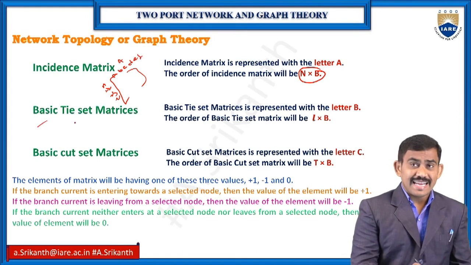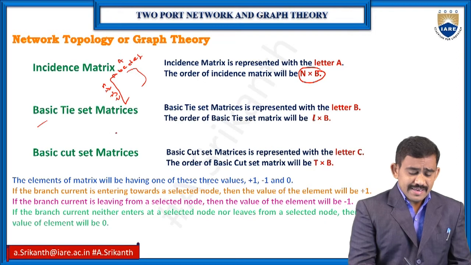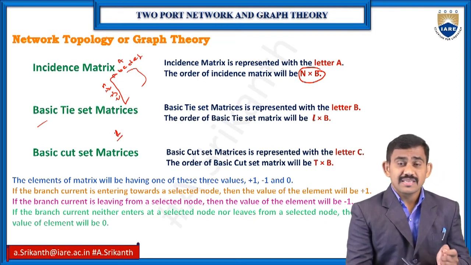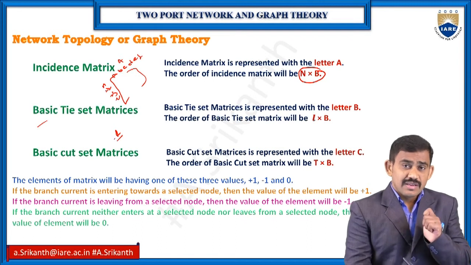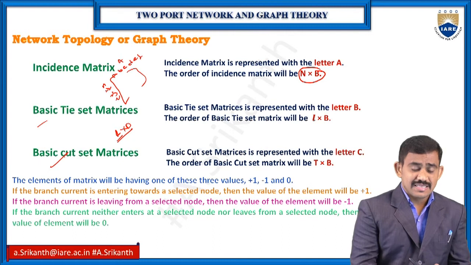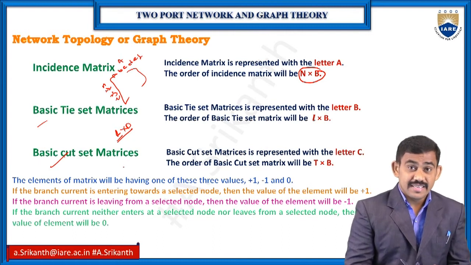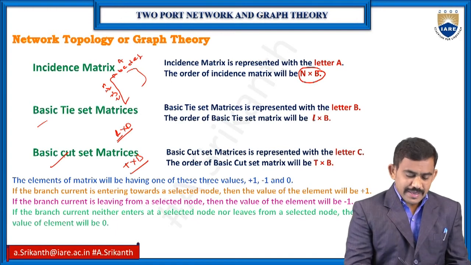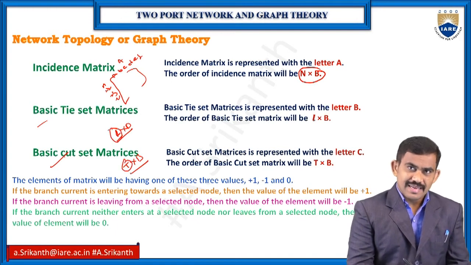And the basic tieset matrix is number of co-trees, your links. Co-tree means links here. So number of co-trees into your branches. And the cutset matrix is number of trees into your branches. So depending upon trees for the cutset, and depending upon links for the tieset.